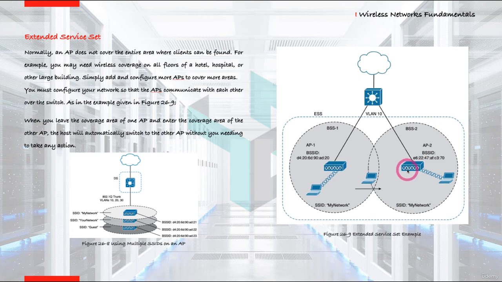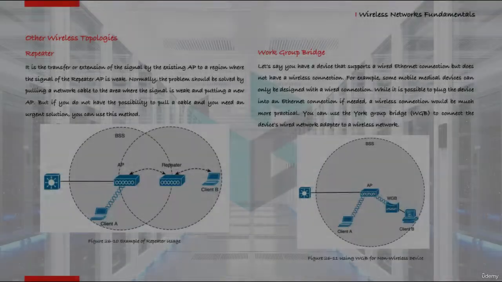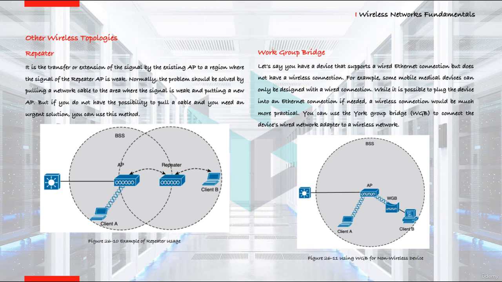In this case, the user who is in the range of the other access point tries to connect to this device, then we set the SSID names here and the SSID names here the same. When we make these names the same, we expand our basic service set field here and create the extended service set field. On this page, let's talk about the other wireless topologies, repeater and workgroup bridge.